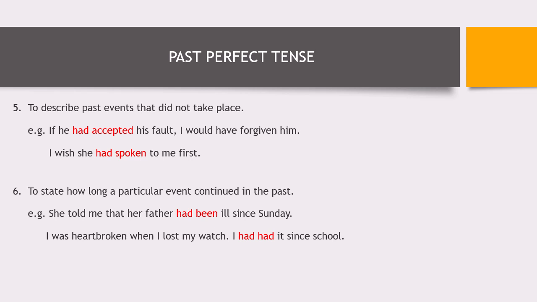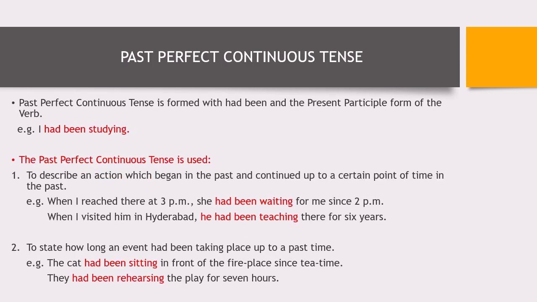6. To state how long a particular event continued in the past. For example, she told me that her father had been ill since Sunday. I was heartbroken when I lost my watch. I had had it since school. Past perfect continuous tense. Past perfect continuous tense is formed with had been and the present participle form of the verb. For example, I had been studying.